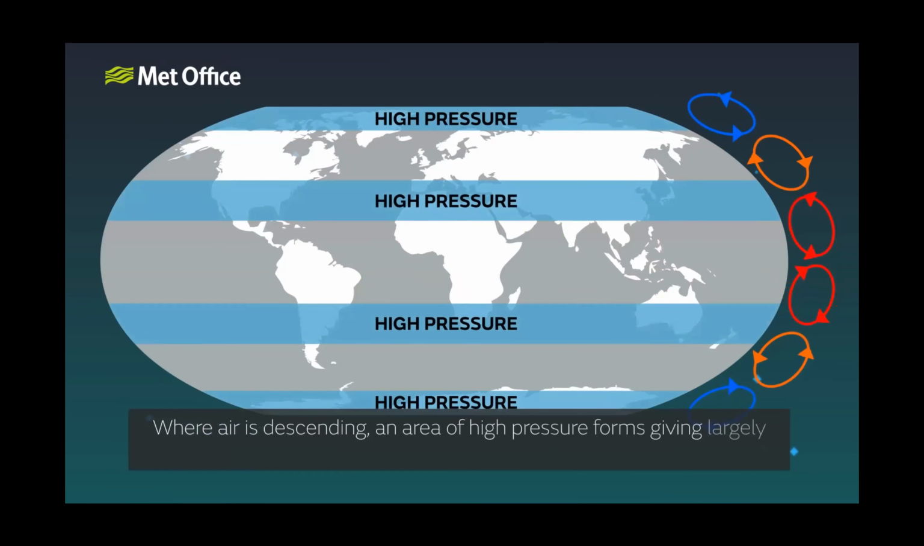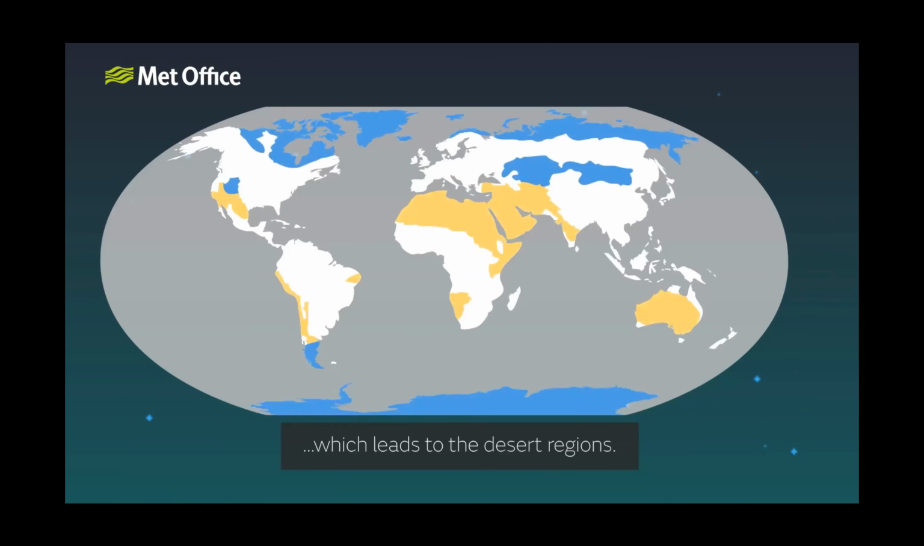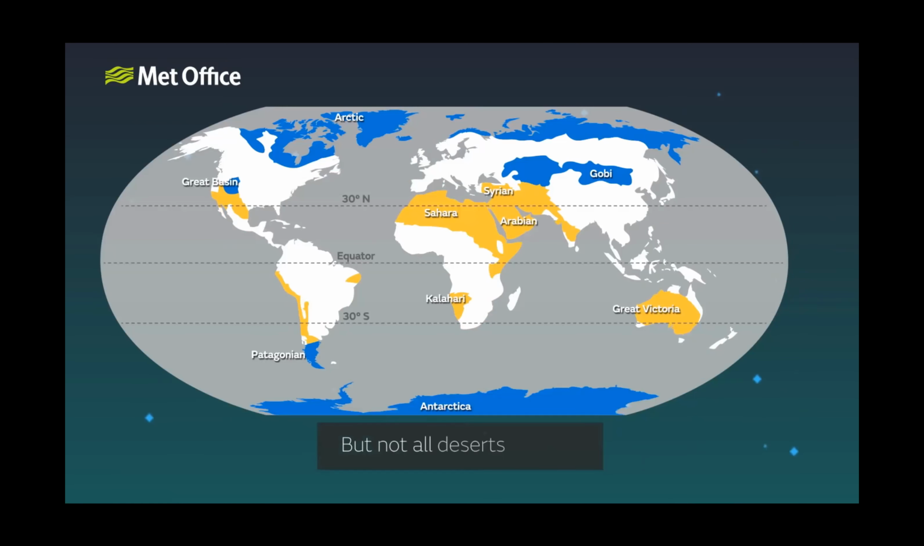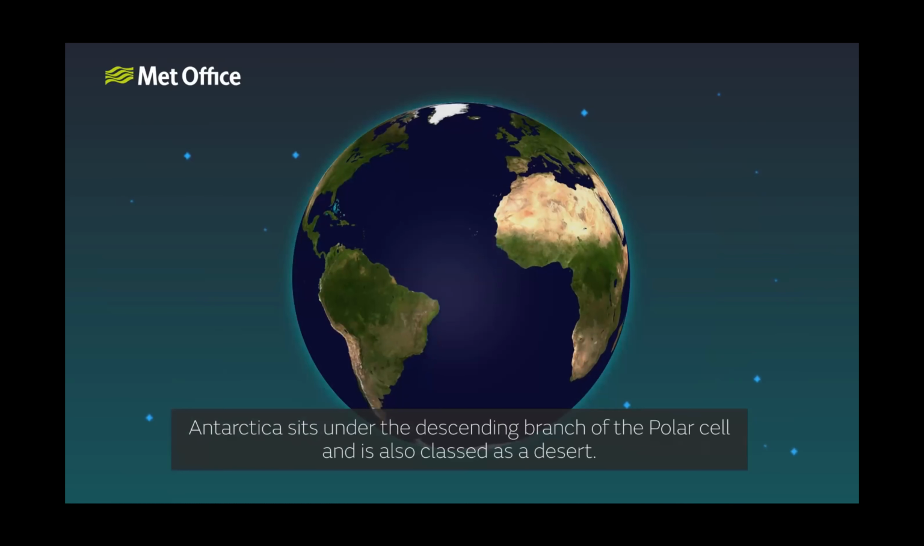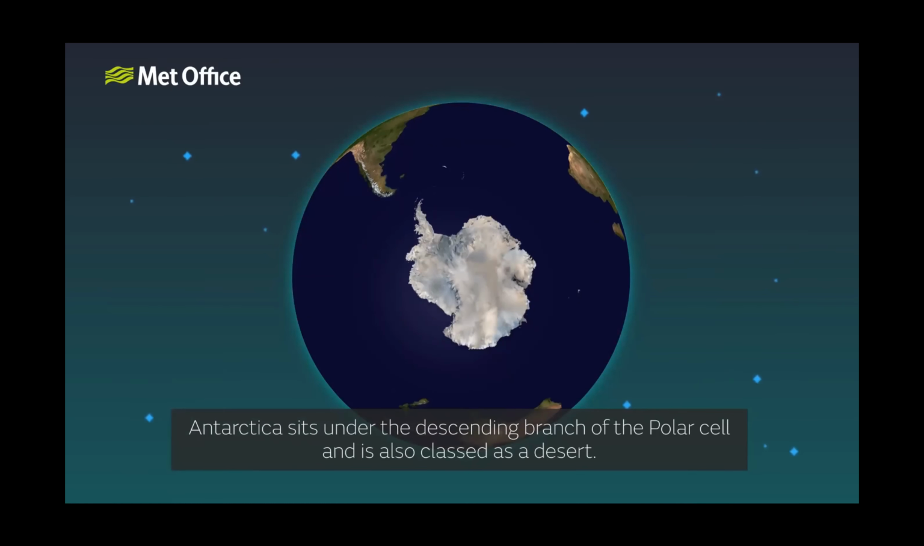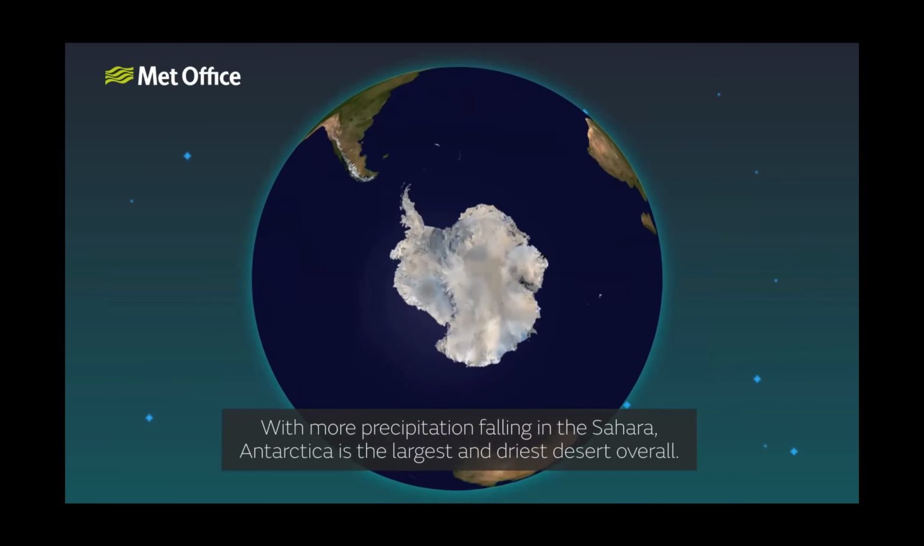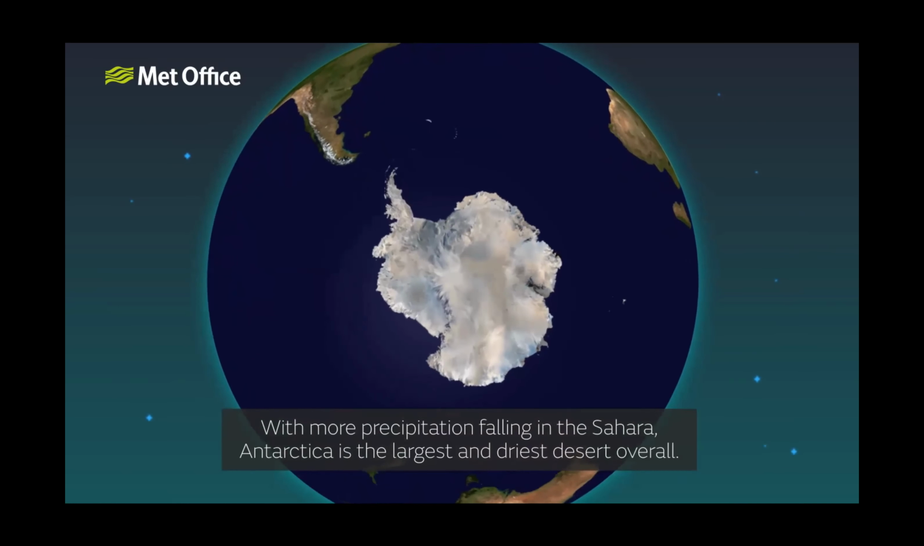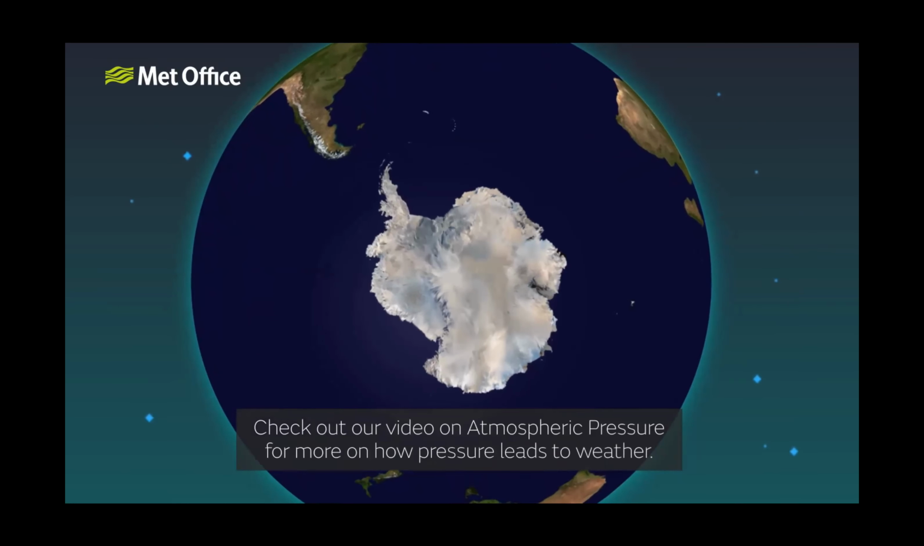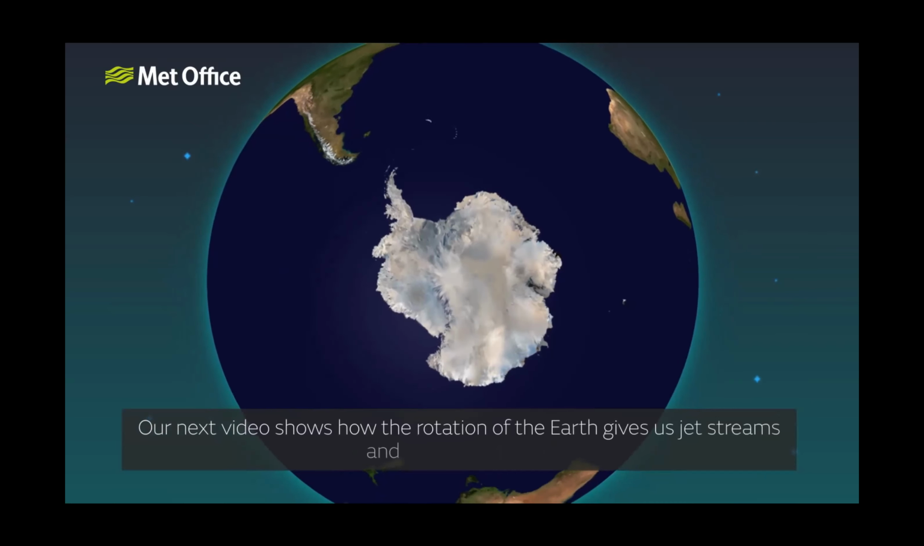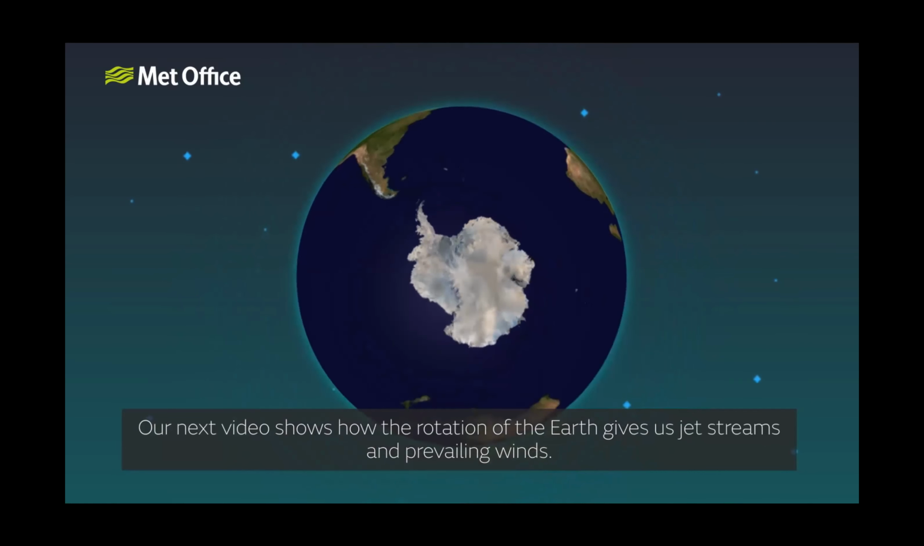Where air is descending, an area of high pressure forms, giving largely clear skies and little rainfall, which leads to the desert regions. But not all deserts are hot. Antarctica sits under the descending branch of the polar cell and is also classed as a desert. With less precipitation than the Sahara, Antarctica is the largest and driest desert overall. Check out our video on atmospheric pressure for more on how pressure leads to weather. Our next video shows how the rotation of the Earth gives us jet streams and prevailing winds.